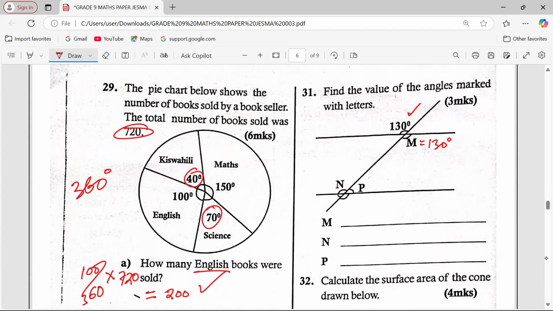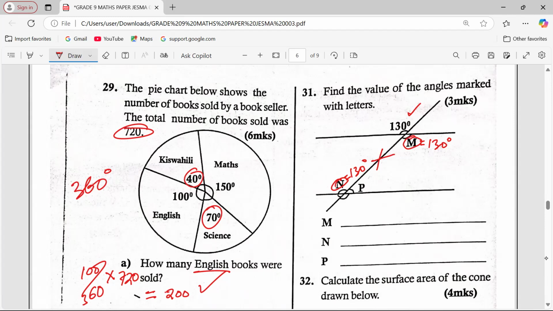Then another angle that we're supposed to know is the angle at N. The angle at N is also going to be 130 degrees. Reason being, this angle is alternate. We call them alternate angles. So angle M and angle N are alternate. Then finally, we can talk about the angle at P.